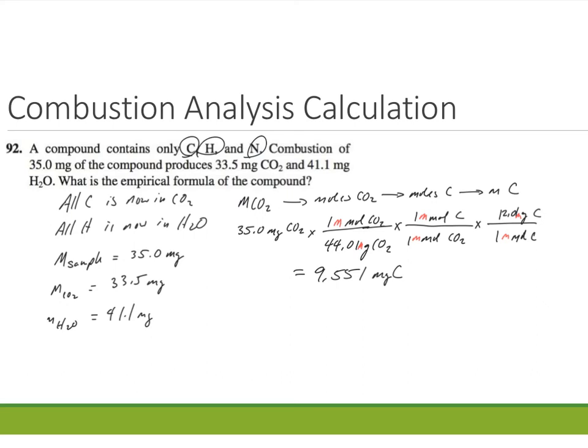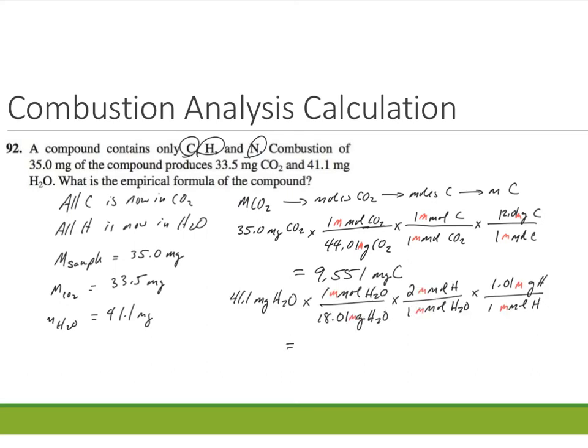I'm going to do the exact same thing with the hydrogen. I'm going to take the 41.1 milligrams of water, turn it into millimoles of water. There are 2 atoms of hydrogen for every 1 molecule of water, so 2 millimoles of hydrogen for every 1 millimole of water, times 1.01 milligrams of hydrogen per millimole of hydrogen, and I get 4.610 milligrams of hydrogen. Now, why did I do that?